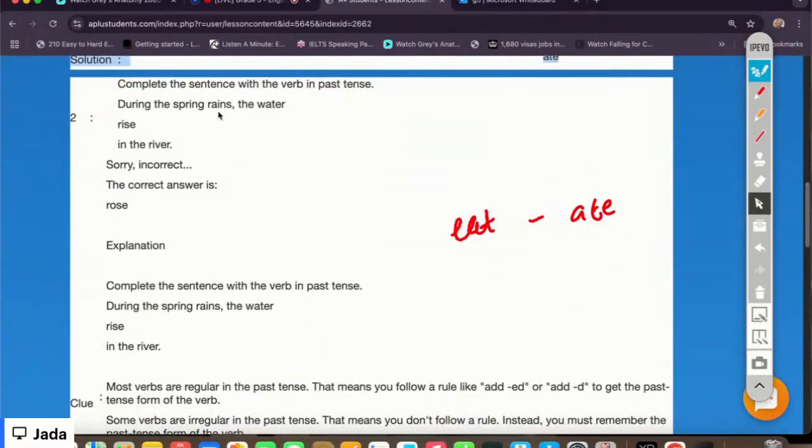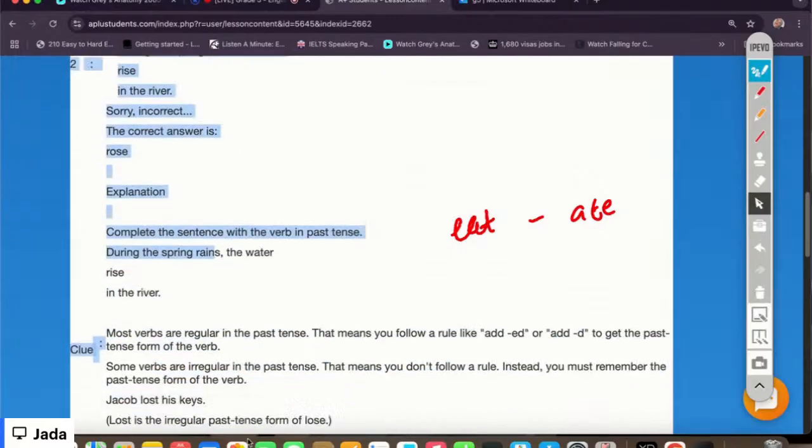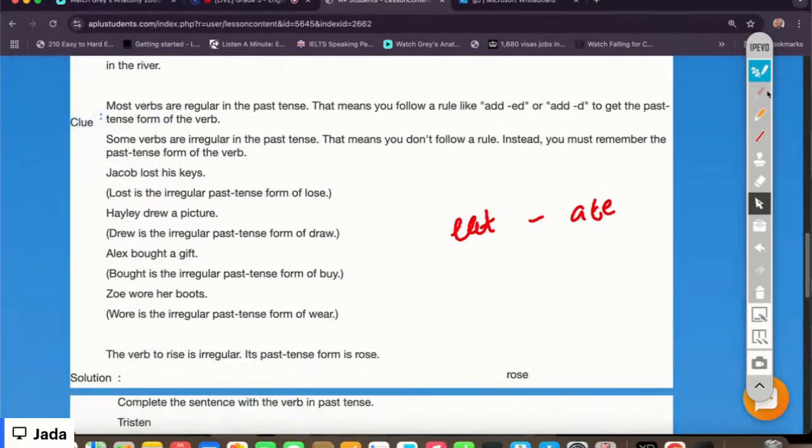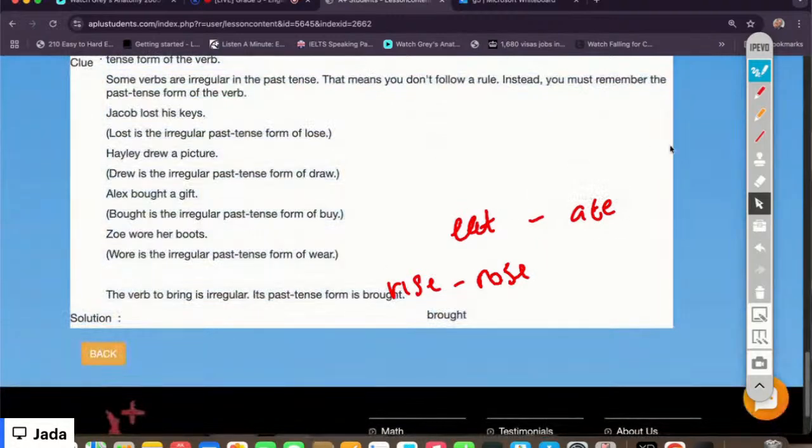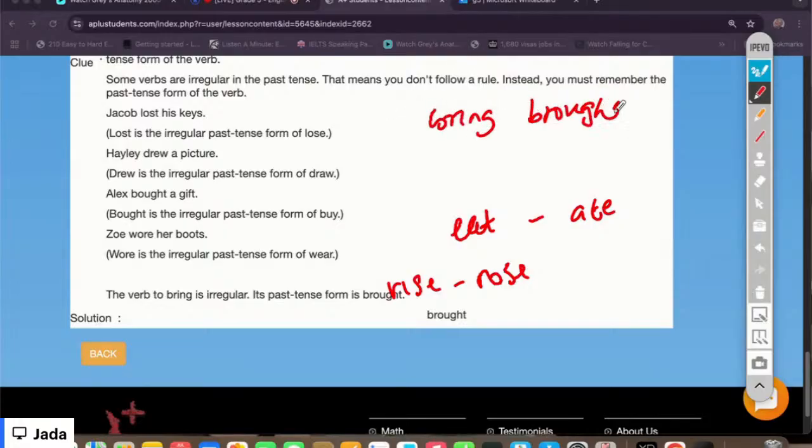Now, during the spring rains, the water rise in the river. So we have, what? The water rose. So rise, we say rose. Then complete the sentence with the verb in past tense. Tristan bring games to play on the long car trip. So for bring, the irregular past would be what? Brought. Okay, so let's go on to the test.